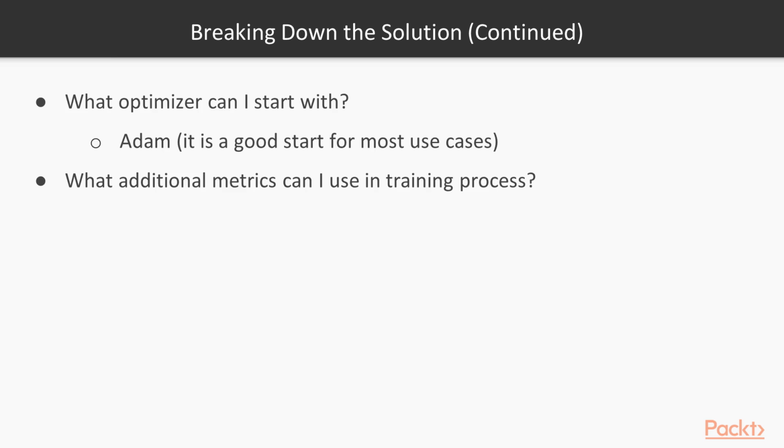And then the last question, which is kind of optional, but it's useful to ask, what kind of additional metric can I actually use in this training process? And here we are working with a classification problem, so we are interested in accuracy, so we can measure the accuracy of our classification. So let's now jump into the actual code and see how it's done inside the code itself.